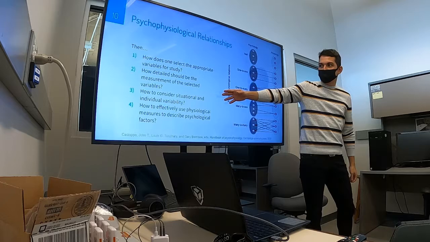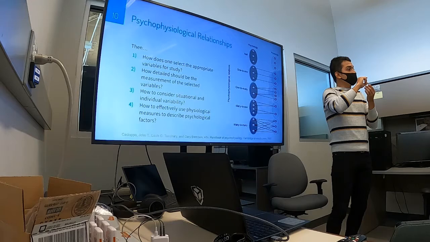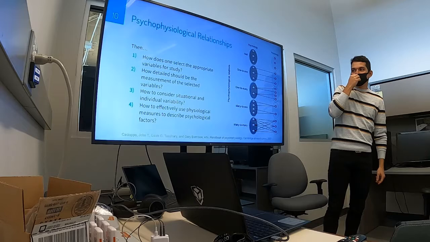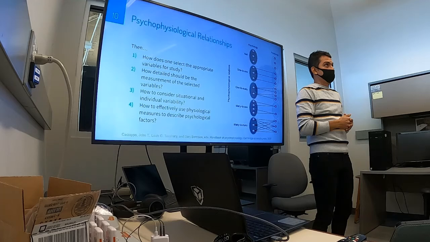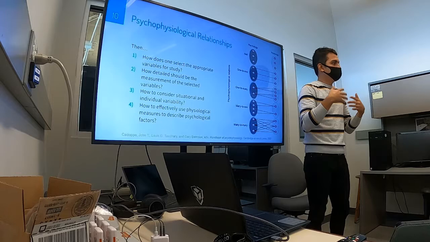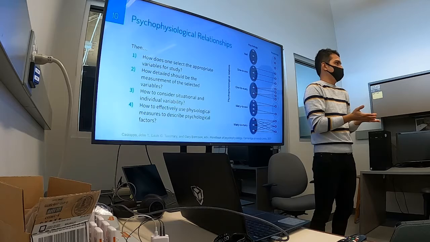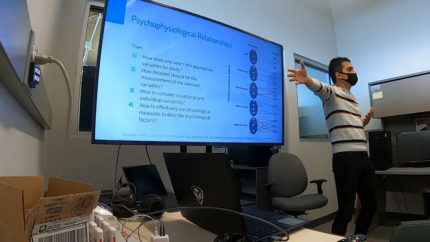How detailed should the measurement of the selected variables be? So how granular should the variable you're extracting be in order to describe that psychological state. Then we're talking about situational context. When we do controlled experiments versus in-the-field experiments, context is an extra variable that you need to consider. When you ask people to come to a controlled environment, there's a specific context where people will have specific physiological reactions. But when you are in the hospital or a long-term care facility, you need to consider the things that are happening there and how they might affect the physiological signal that you are studying.